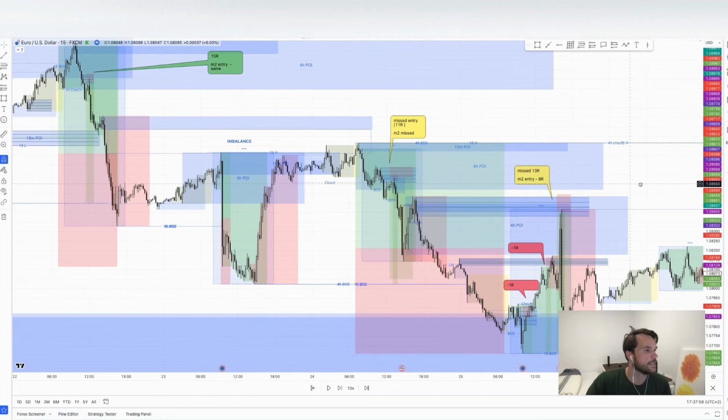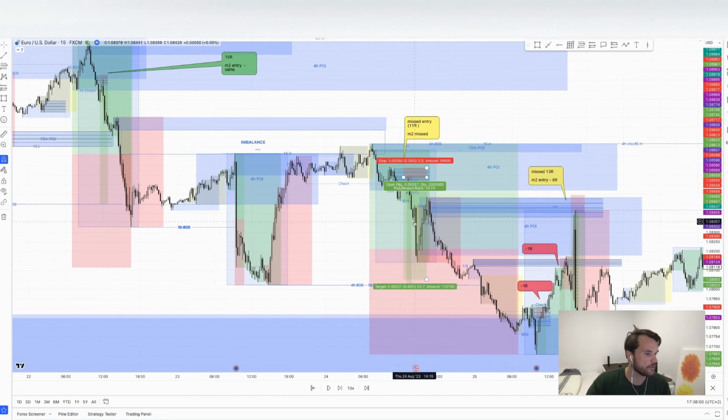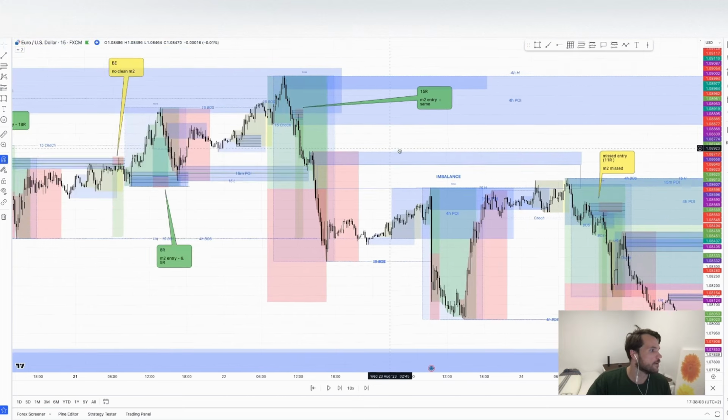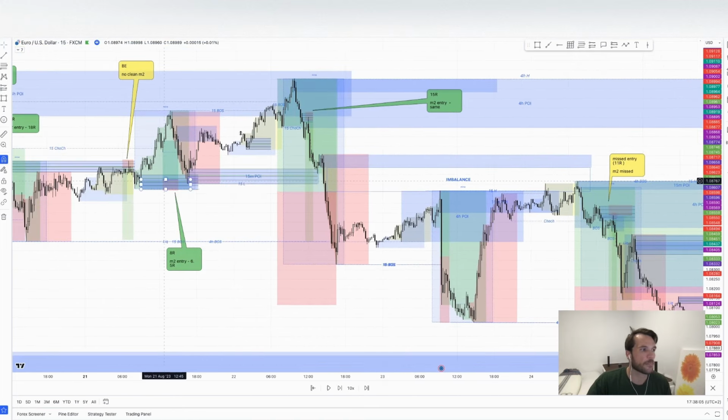So here we are at the 24th of August. I took this trade. I missed this trade. I must have just been too slow. I can't remember exactly, but I definitely didn't get this trade.